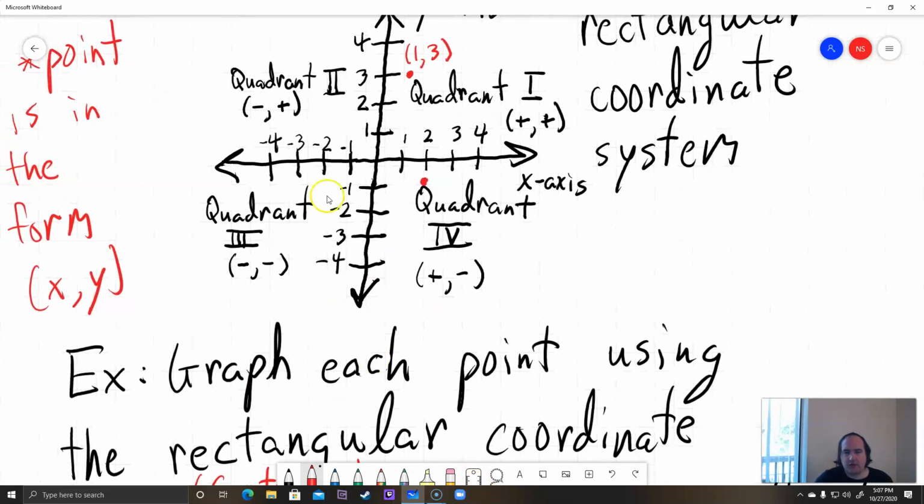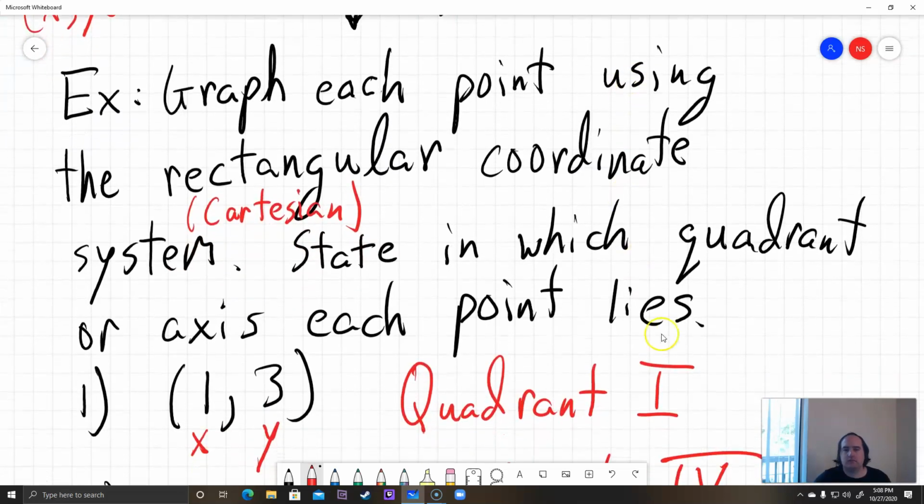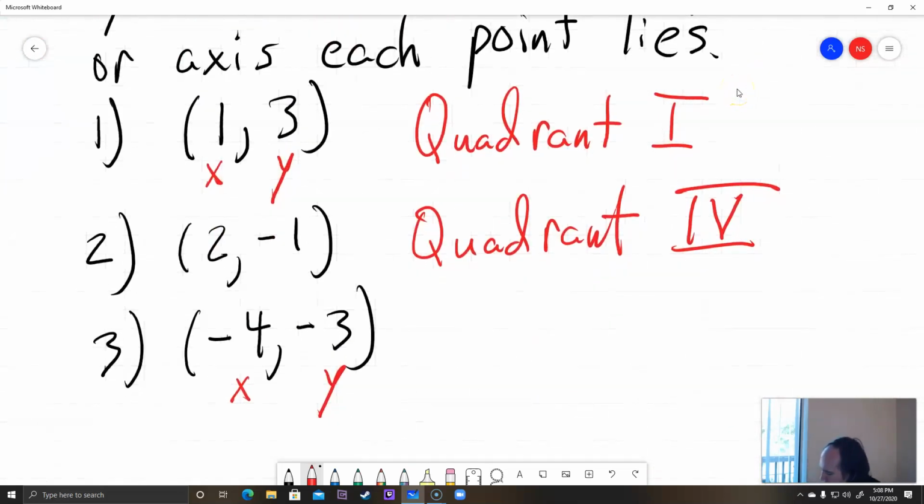So for negative 4 for x, that means we're going to be going to the left, all the way over here to negative 4. And then for y, we have negative 3. So we're going to be going down 1, 2, 3, because that's negative 3 on the y-axis. So our point is going to be right here. Negative 4, comma, negative 3 is right about there. And as we can see, that one is in quadrant 3 because x and y are both negative.